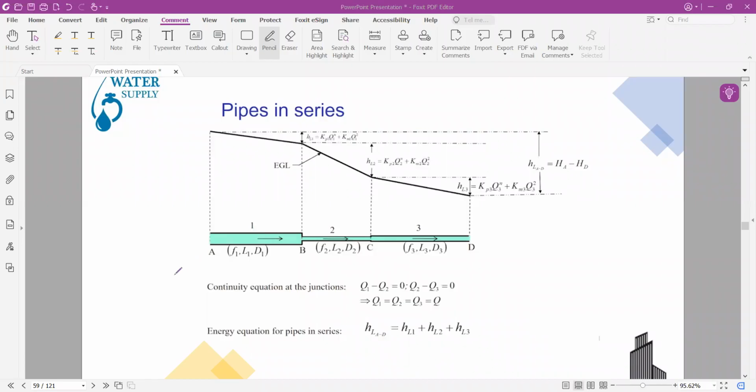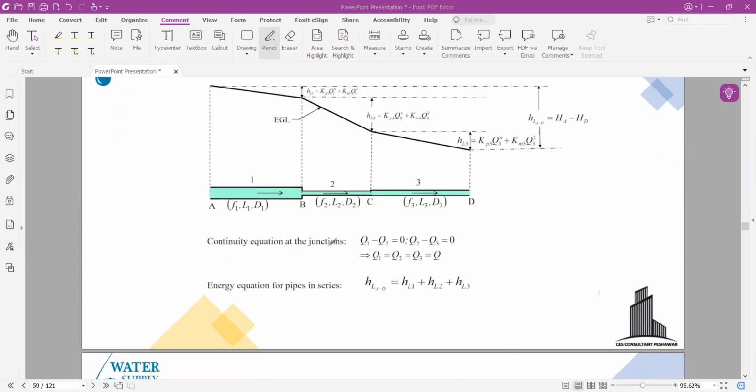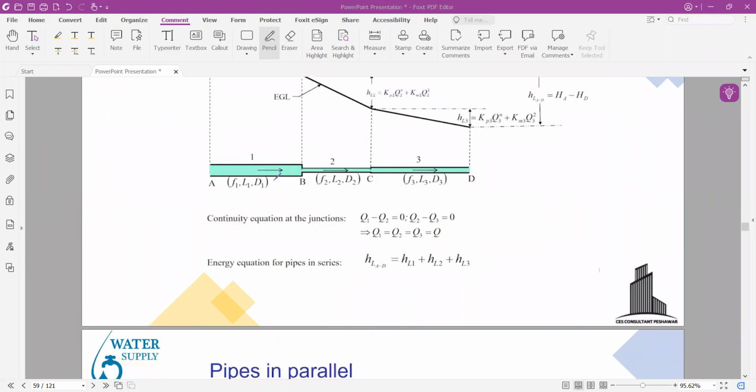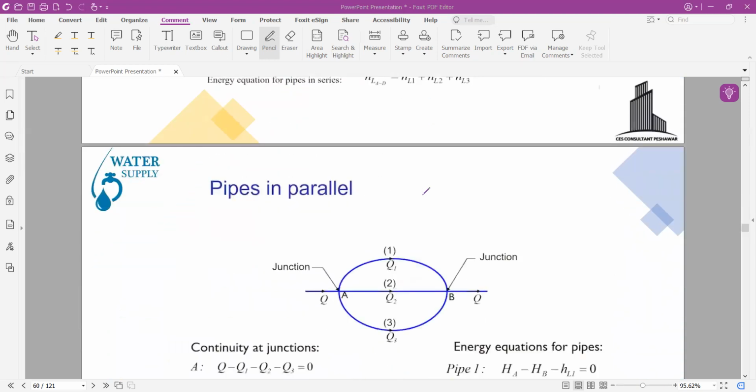Okay, so for pipes in series, the inflow of water entering the pipe system will be equal to the flow going out of the pipe system, so it follows the continuity equation that inflow equals outflow. But the head loss due to the change in the diameter of the pipe will be equal to the head loss through pipe 1 plus pipe 2 plus pipe 3.